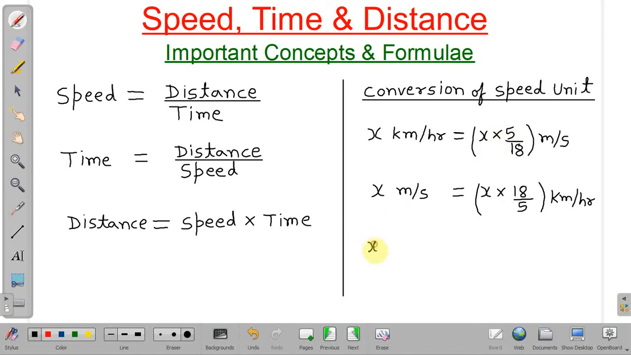If we have to convert x kilometer per hour to meter per second, then 1 kilometer is equal to 1000 meter divided by 1 hour is equal to 3600 second. This double zero will get cancelled. So 2 into 18 is 36 and 2 into 5 is 10. So it came x into 5 by 18 meter per second. This is how we got this 5 by 18. Similarly, you can get this 18 by 5 also.